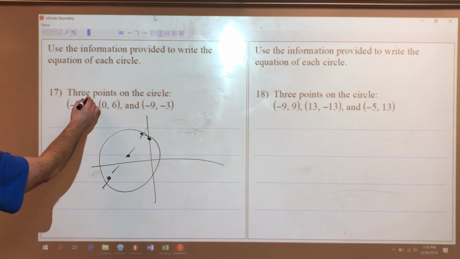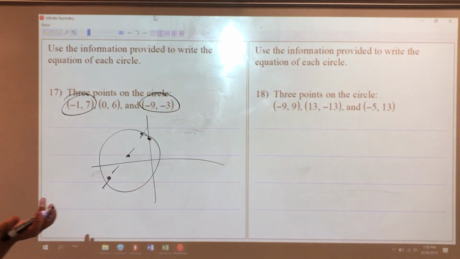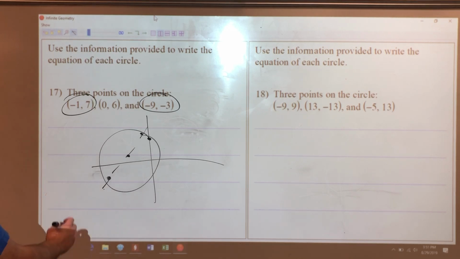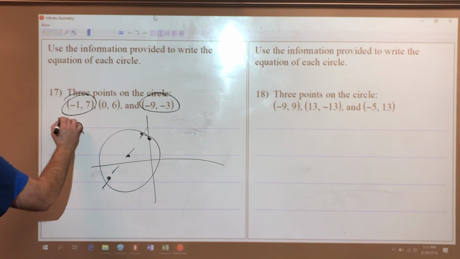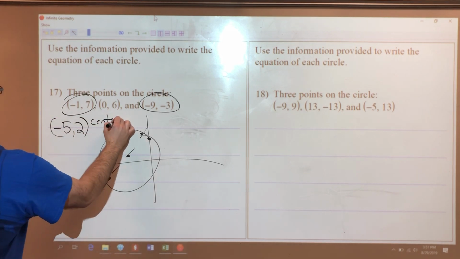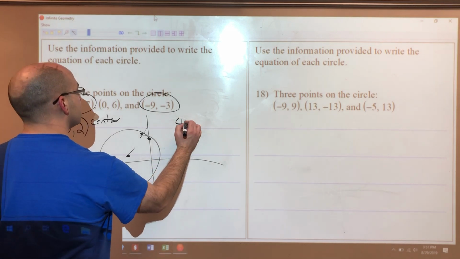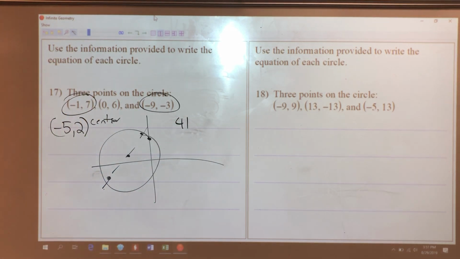Okay? So we can use 2 things here. We can use an eyeball method to find the center, or we can use midpoint formula. When you figure out the midpoint formula of this, my center is at negative 5, 2. And my r squared value, or radius squared, is 41. Okay. We'll work more about this in class. I think I gave you a worksheet on this as well.